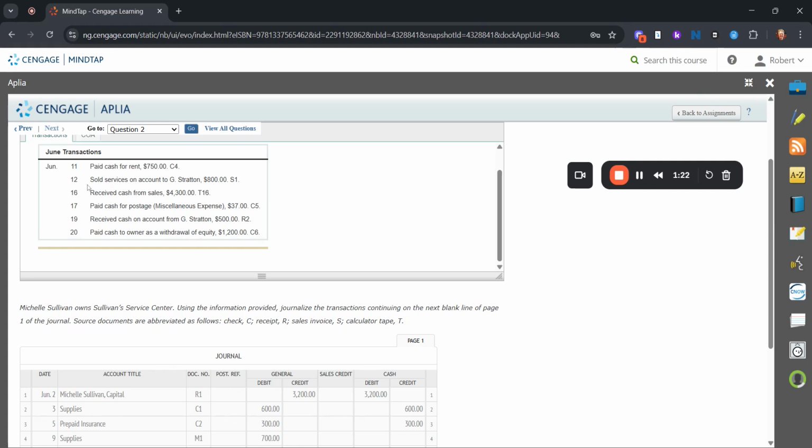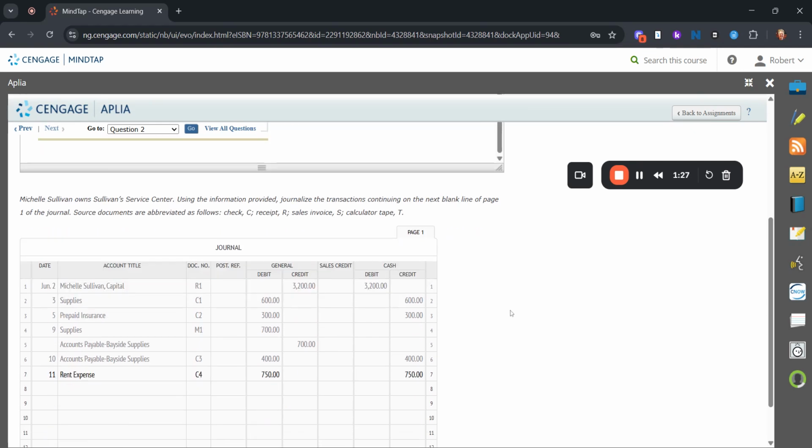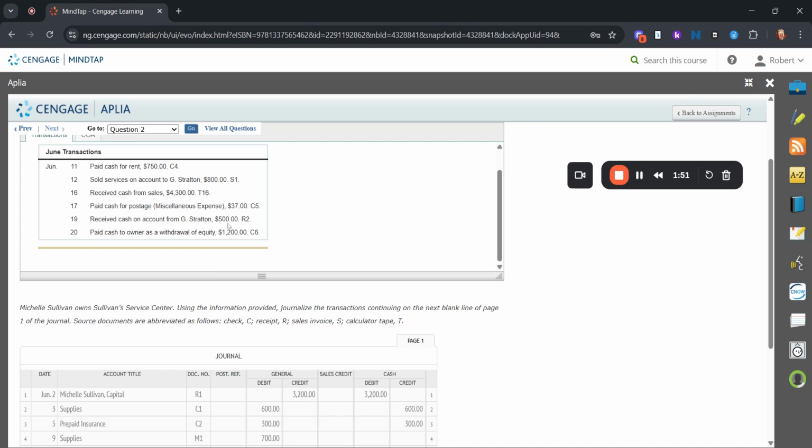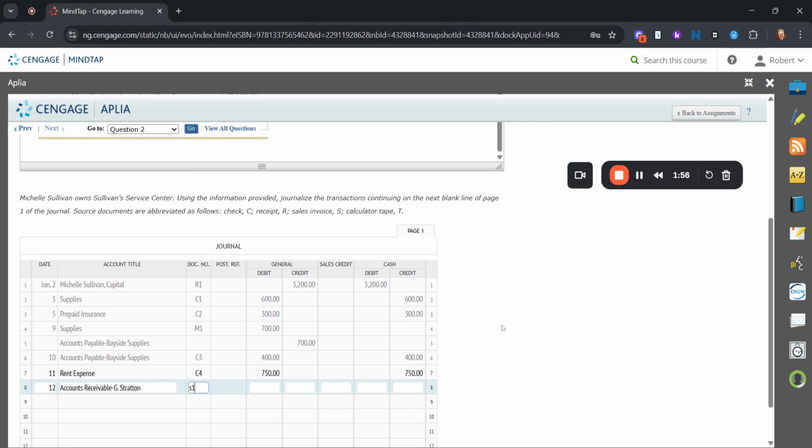Then our next one on the 12th, sold services on account to G. Stratton for $800. So sold services on account, so that's money that's going to need to be received at a later time. So that's an accounts receivable. G. Stratton. Sales invoice 1. So S1 for a doc number.